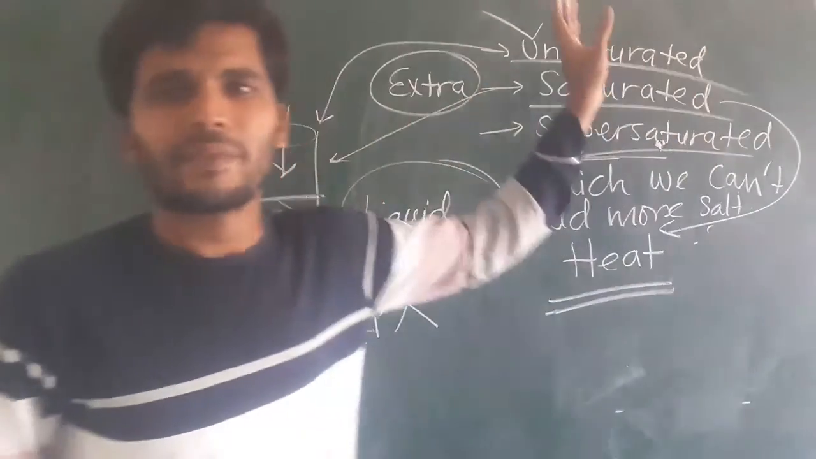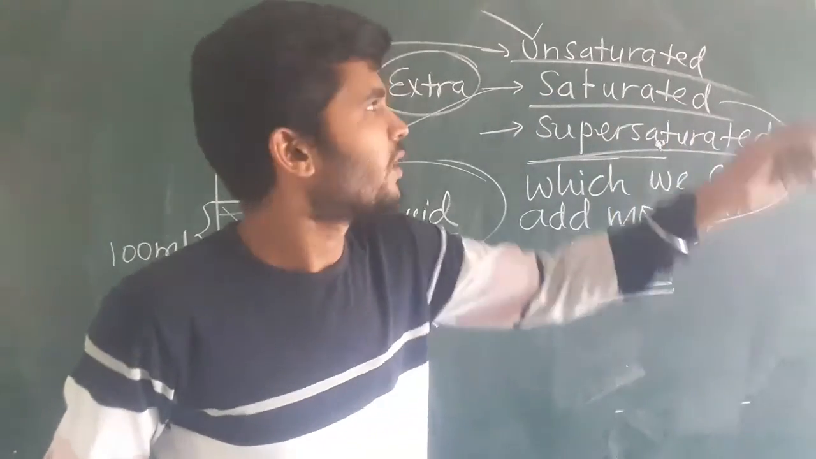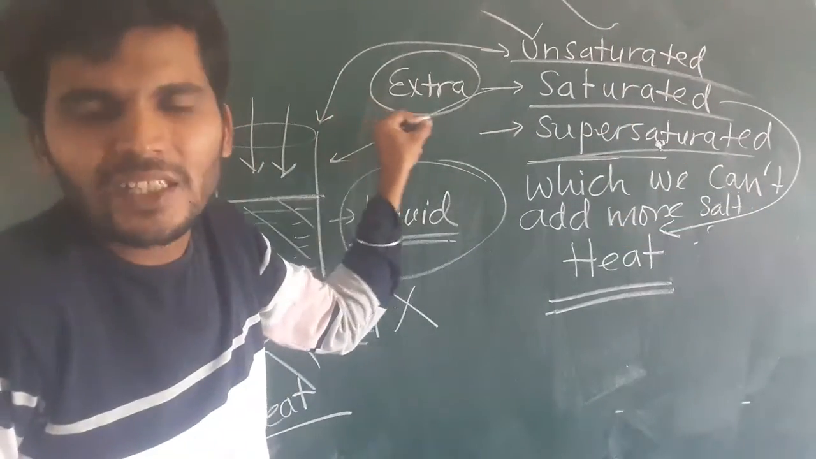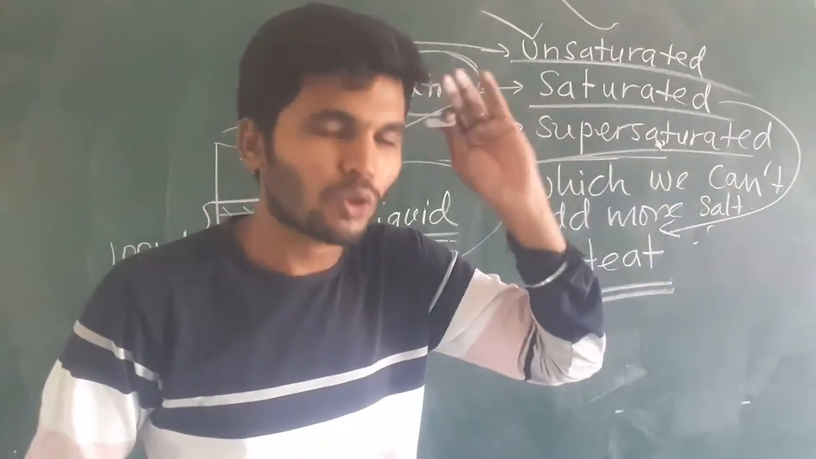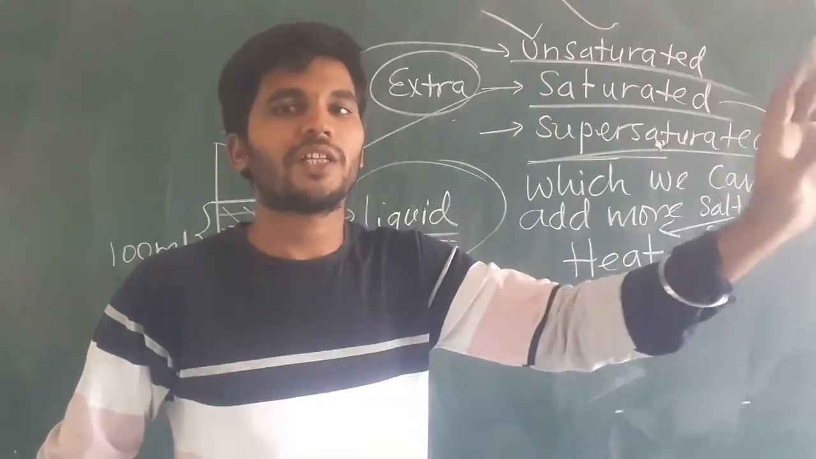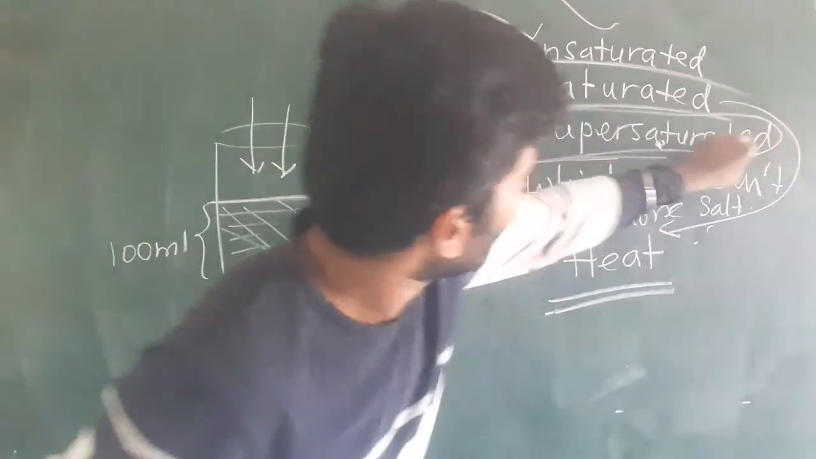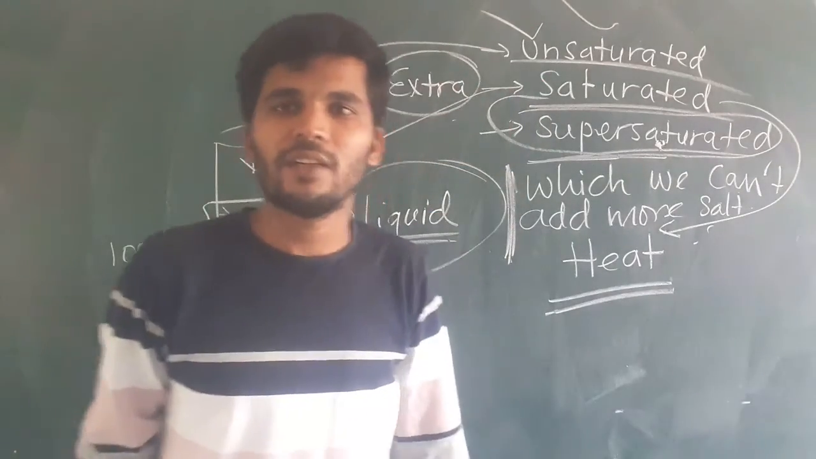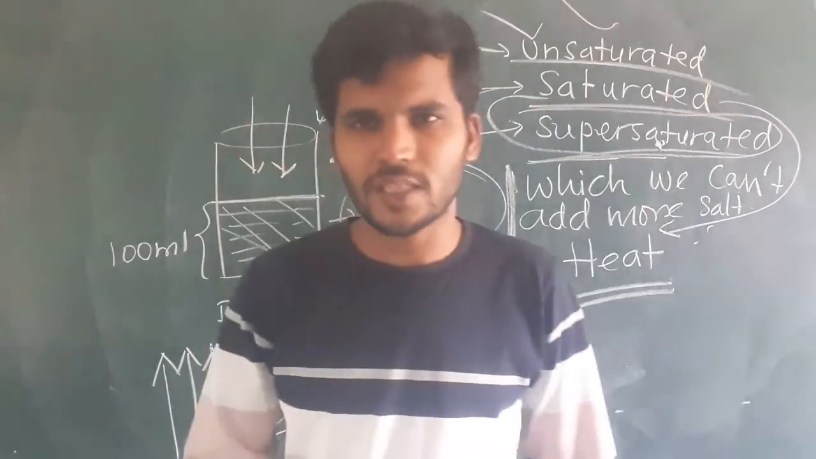So once again I will tell, in the unsaturated at room temperature we can add a little amount of salt. That solution is called the unsaturated. If I provide the heat, a little extra salt will be added, that is called the saturated. But now the limit has been completed. उससे ज़्यादा हम लोग नहीं कर सकते. We have already reached the extreme point. Extreme limit we have already reached. After that we cannot add extra salt in there. So where we cannot add more salt, that is called the supersaturated solution. Right. So with this we have finished our chapter.